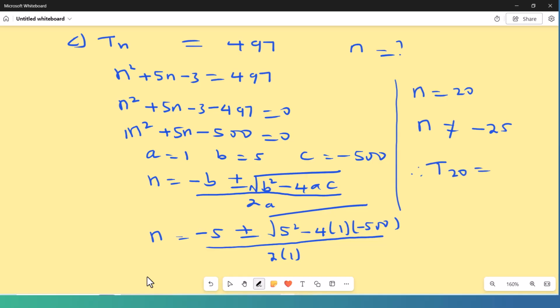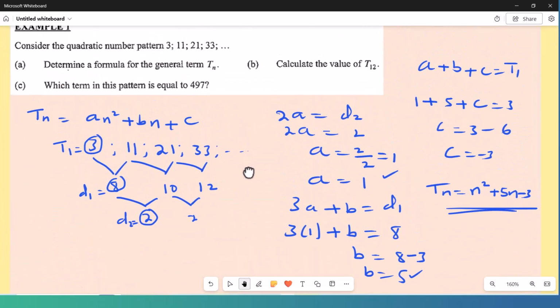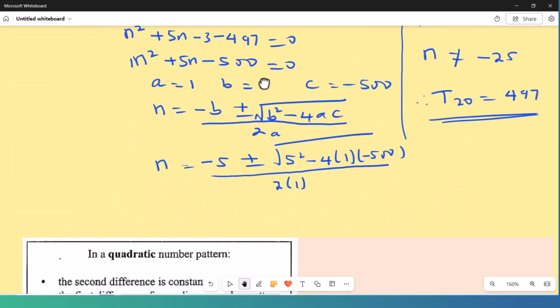is the number which is 497 in our quadratic pattern. Hope we are together. Let us proceed. Next question, next example. Hope guys we are together. This one ends here. Now next here, what do we have?